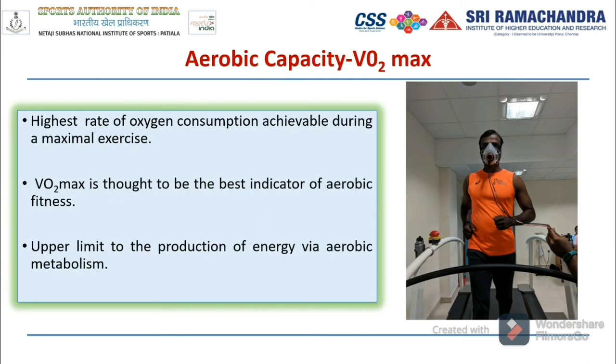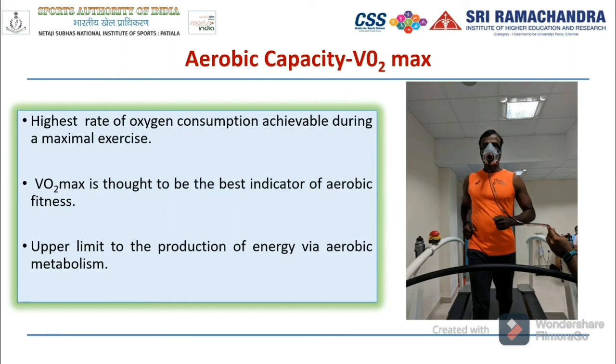The aerobic metabolism can be assessed by a parameter called aerobic capacity, also called the maximum volume of oxygen consumption. It is the highest rate of oxygen consumption achievable during maximal exercise. It is thought to be the best indicator of aerobic fitness or cardiorespiratory fitness. It is the upper limit to the production of energy via aerobic metabolism.